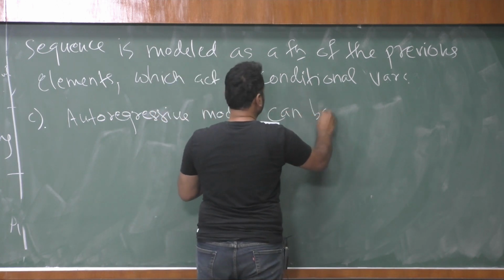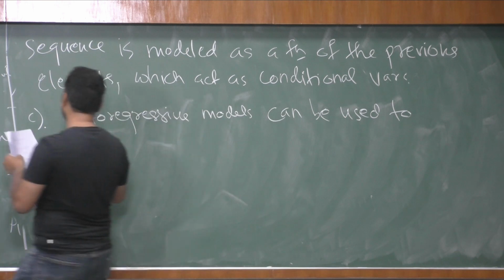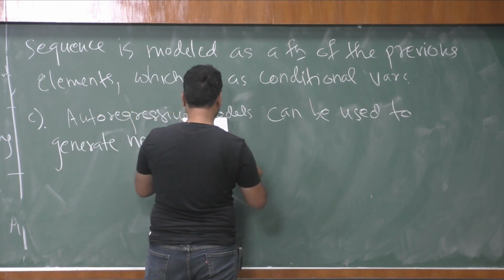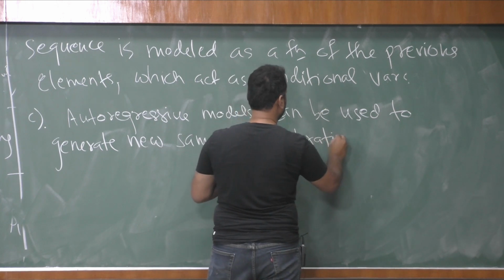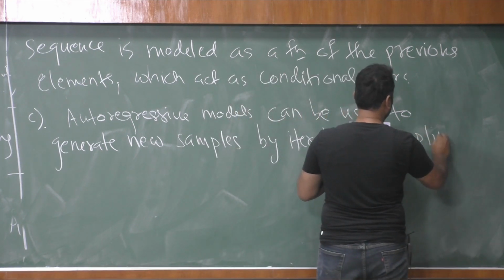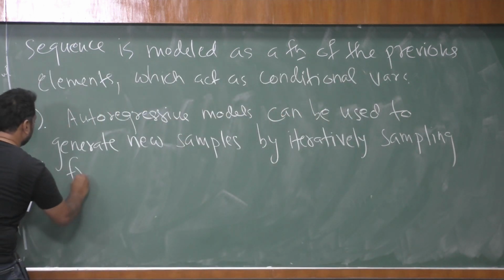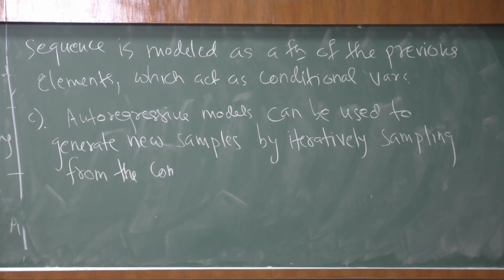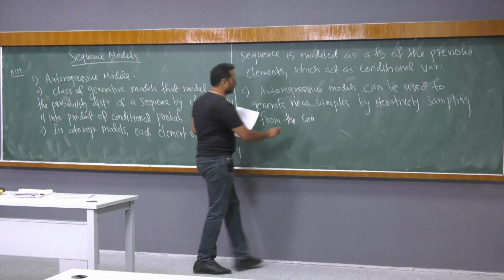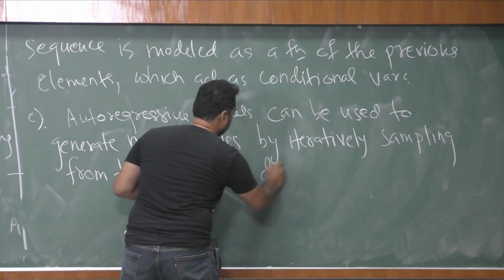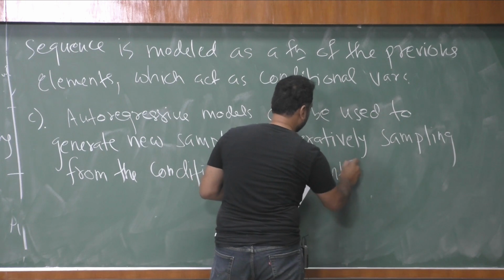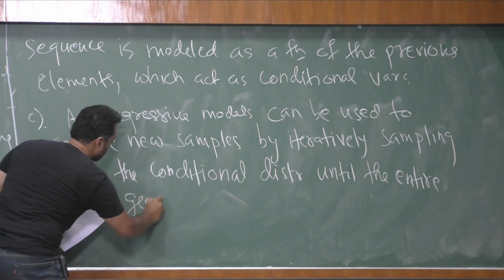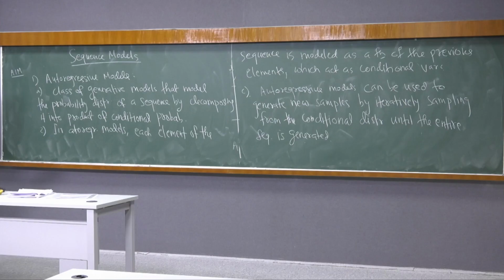Autoregressive models can be used to generate new samples by iteratively sampling from the conditional distributions until the entire sequence is generated. So this is the background for autoregressive models.